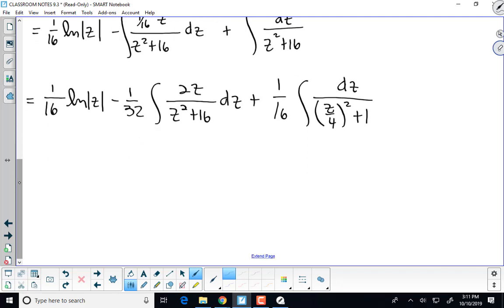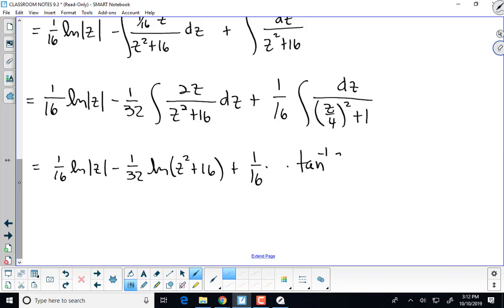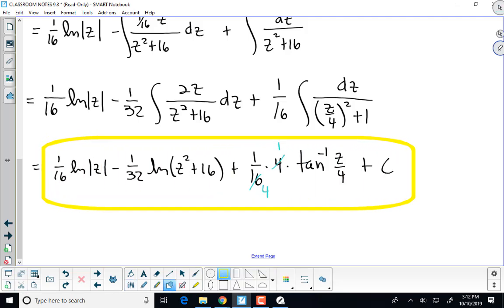Okay, now we can write down our final answer here. 1/16 natural log absolute value of z, minus 1 over 32 natural log of z squared plus 16, plus 1/16 arctangent of z over 4. The derivative of z over 4 is 1/4. We multiply by the reciprocal. So the only thing that we see is that that goes into there once and into there four times. And that is our final answer. Unless you want to be log happy.